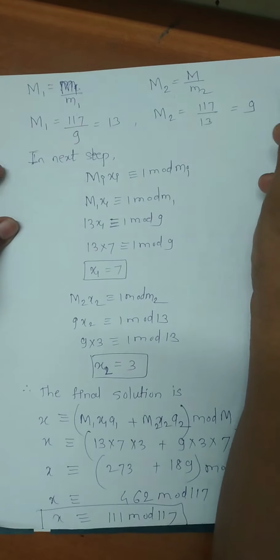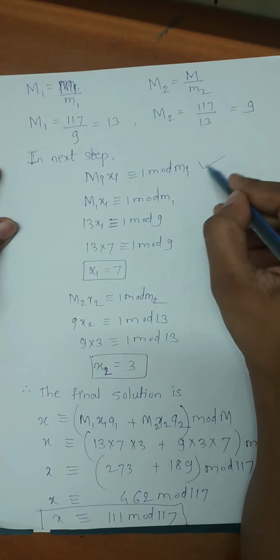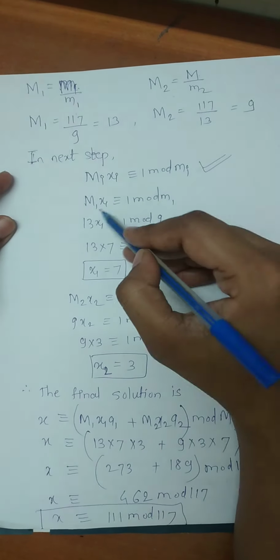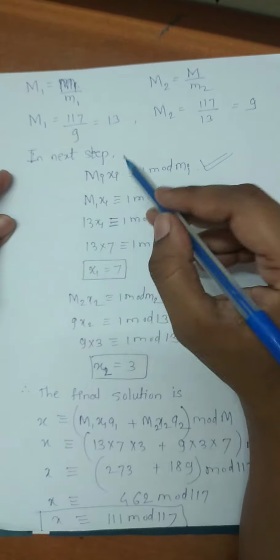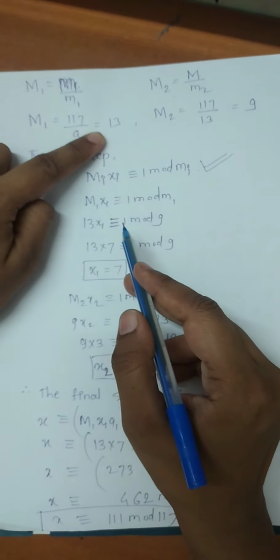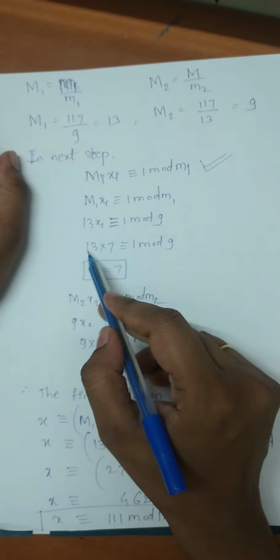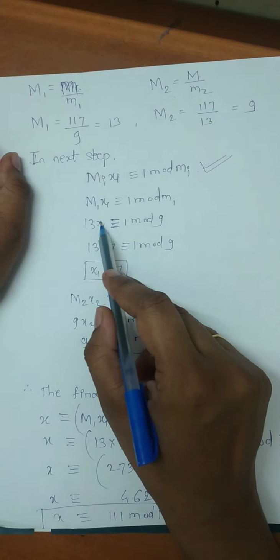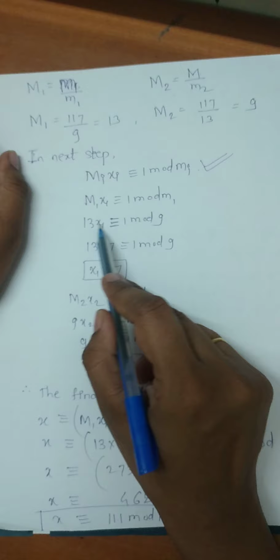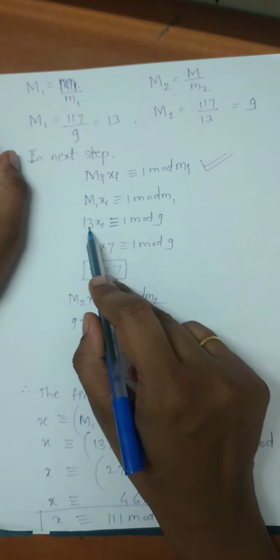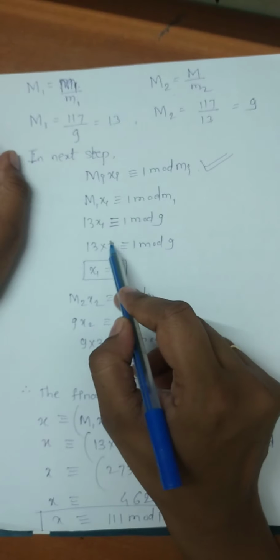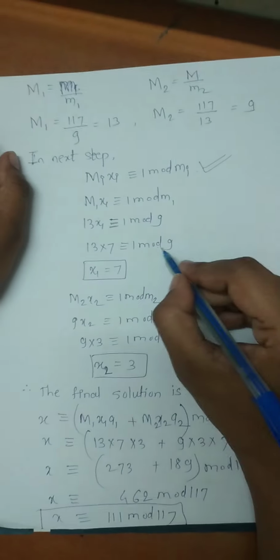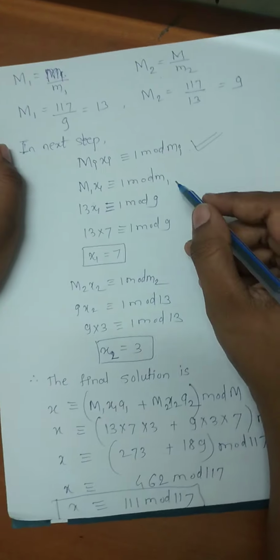In the next step we find inverses, means we always write such type of equation: capital Mi into Xi is congruent to 1 mod mi. So M1 X1 is congruent to 1 mod m1. What is M1? M1 is 13. So 13 into X1 is congruent to 1 mod 9. Find value of X1 such that the product gives answer 1 modulo 9. If we put here 7, 7 into 13 modulo 9, you will get answer 1, so X1 is equal to 7.